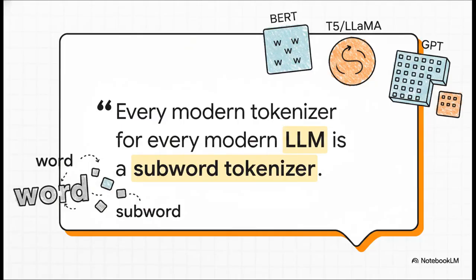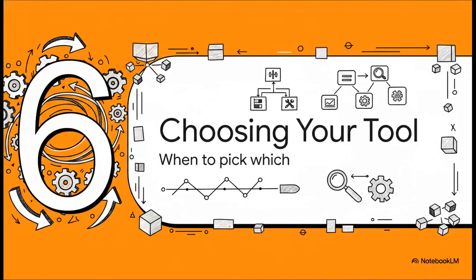This brings us to a monumental shift in the tech landscape. Honestly, that quote really says it all. Subword tokenization is the undisputed standard today. Whether you're looking at the WordPiece variant used for BERT, SentencePiece used for models like Llama, or the byte-level BPE that starts with 256 raw bytes used by the GPT models, they all completely rely on this fundamental concept. Okay, let's wrap this up with Section 6, choosing your embedding tool.